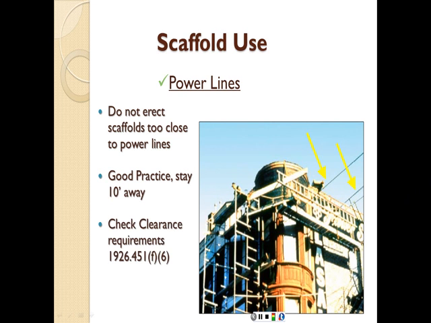One of the major issues here is power lines. And again, scaffolds are used to access higher elevations which might be very close to power lines. So do not erect scaffolds too close to power lines. The good practice is to stay at least 10 feet away from the power line. Check clearance requirements. You're going to find these in the code book that talk about the different voltage of the different cables and any additional distance that should be kept above and beyond the 10 feet.